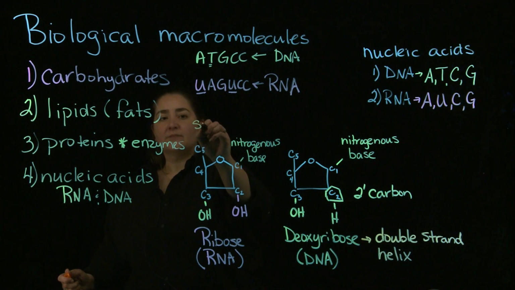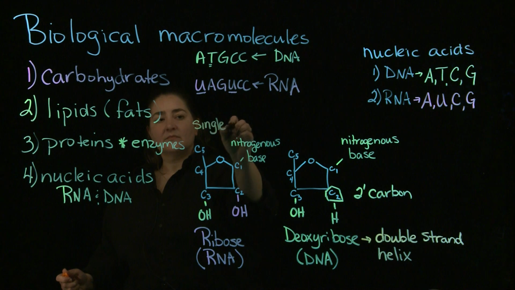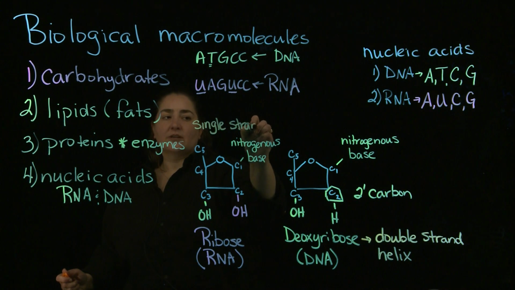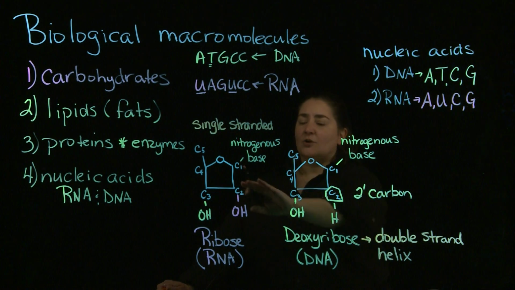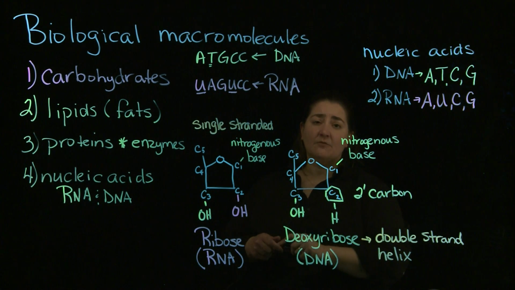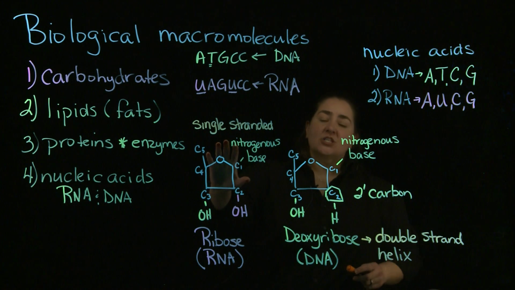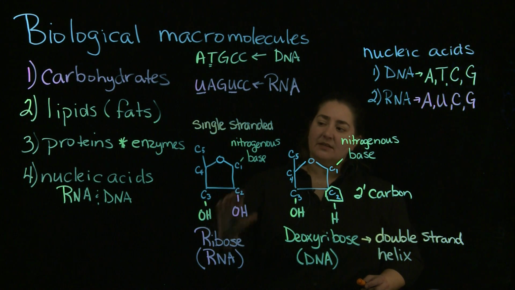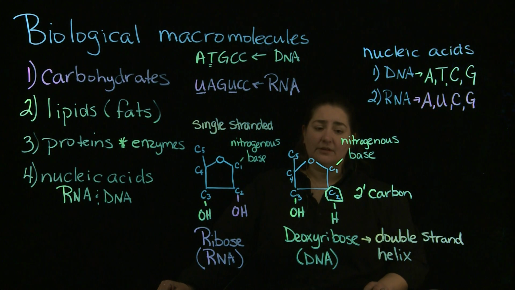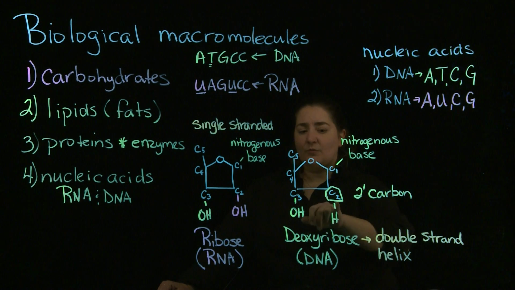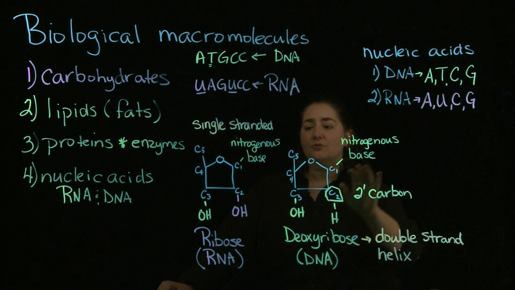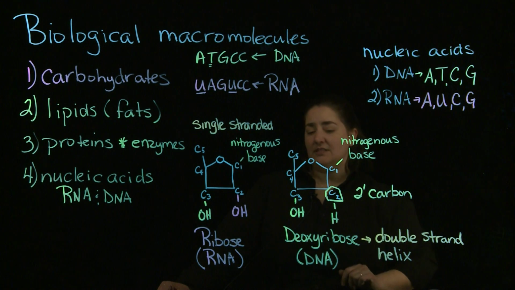RNA primarily is going to be single-stranded. Although you will find some exceptions where RNA can fold on itself a little bit, the chain of bases strung together is going to be single-stranded. So we've got a nitrogenous base, and we've got the sugar. Those are the two main things that you can use to distinguish DNA from RNA.